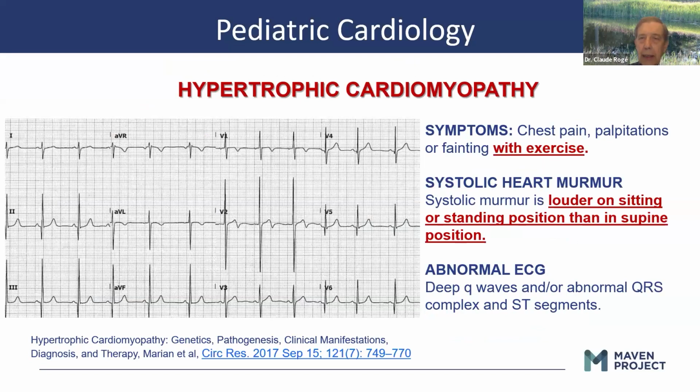Now, how do you detect that? Well, symptoms, okay? As we mentioned before, any symptoms with exercise, chest pain, palpitation, or fainting with exercise is a red flag, and you need to rule out hypertrophic cardiomyopathy. So you would do that by taking a family history and then listening carefully. And as I mentioned before, you may hear a murmur, a systolic ejection murmur, that's actually louder in the sitting and standing position than it is in the supine position.